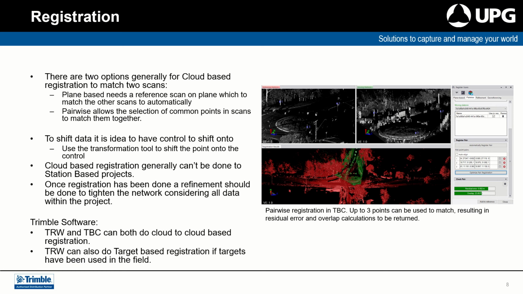Once registration has been done, a refinement should always be run to get the report out, as well as to do that final tightening of the network, considering all the data within the project. A refinement, as mentioned previously, can be run twice to help tighten it if there are still some small issues that might need to be addressed, and it can improve that second time.